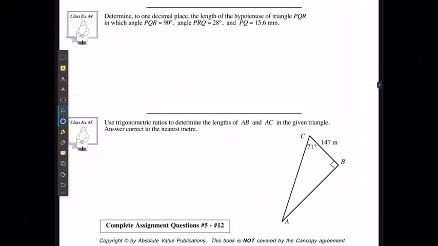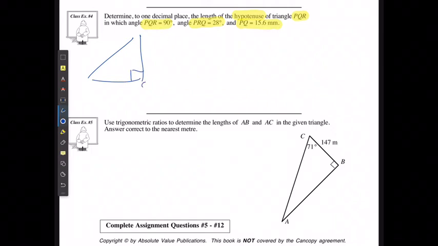If I'm putting that into practice, determine to 1 decimal place the length of the hypotenuse in triangle PQR, where the angle at Q is going to be 90, the angle at R is going to be 28, and the length from P to Q is going to be 15.6 millimeters. So the first thing I have to do is draw what this is going to look like. Well, I know that my 90 degrees is going to occur at Q.